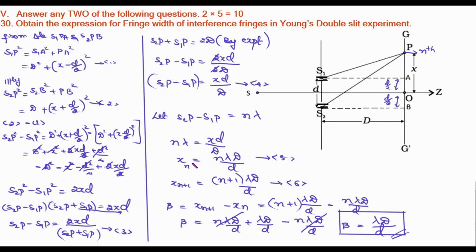If this is the nth fringe distance, x n subscript, you have to put x n is equal to n lambda D by d. Next, this is the distance of nth fringe. Next is n plus 1th fringe. The distance of n plus 1th fringe is x n plus 1 is equal to, in place of n, place n plus 1 into lambda D by d. Next, subtract these two values. So x n plus 1 minus x n, solve it, and you will have beta is equal to lambda D by d.